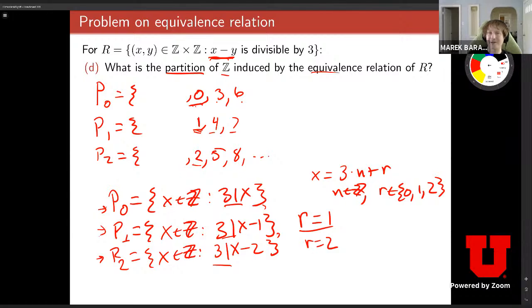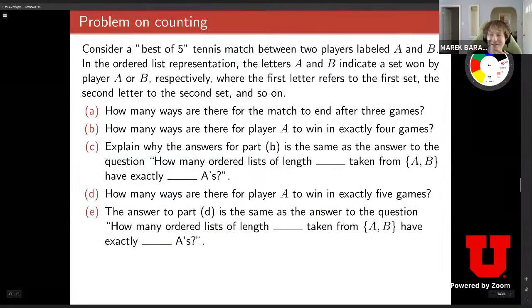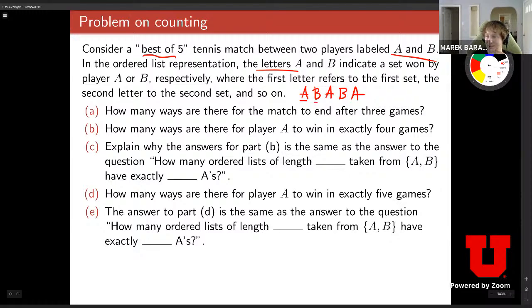So, this next one, we have a best of 5 tennis match between players A and B. We write an ordered list representation where the letters A and B indicate a set won by player A or B, respectively, where the first letter refers to the first set, the second letter to the second set, and so on. So, for example, if I have A, B, A, B, A, this means that A won the first set, B won the second, and so on.